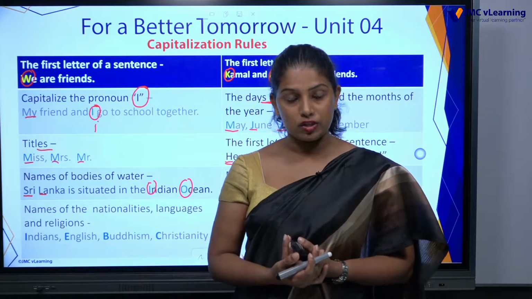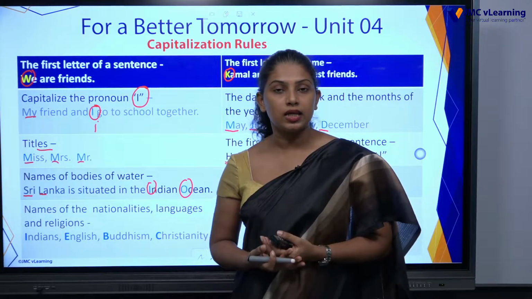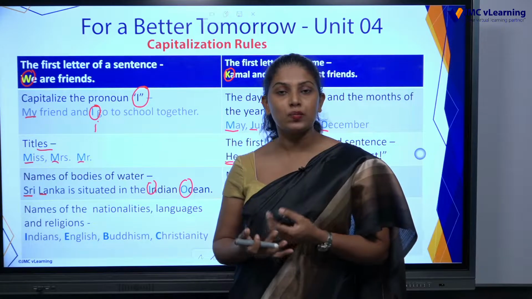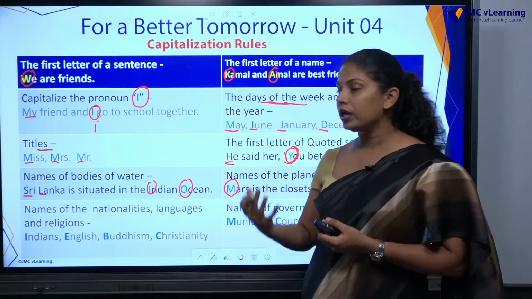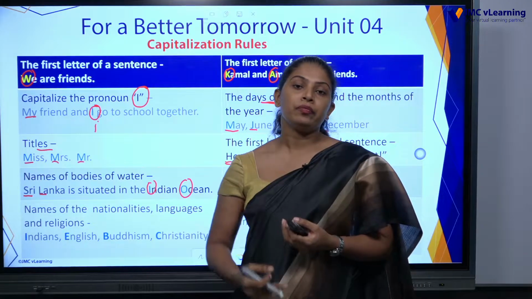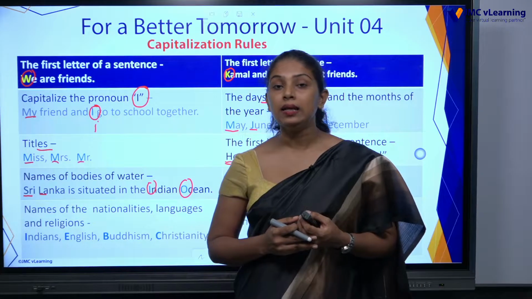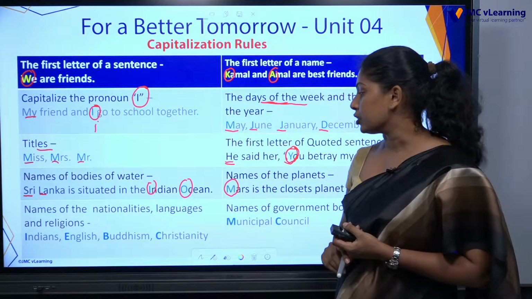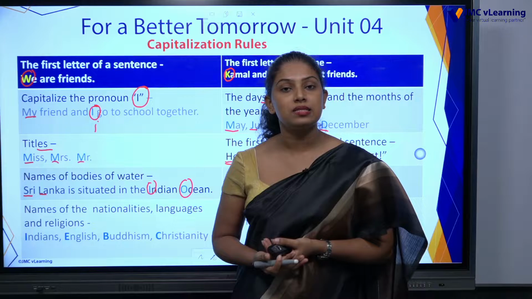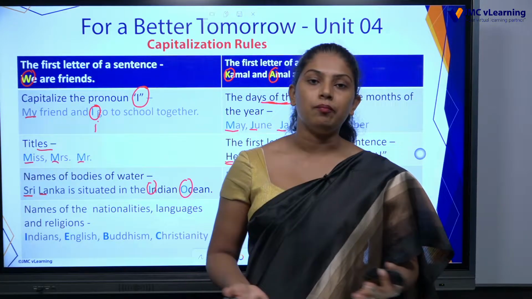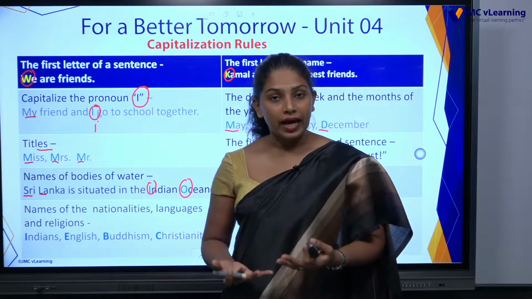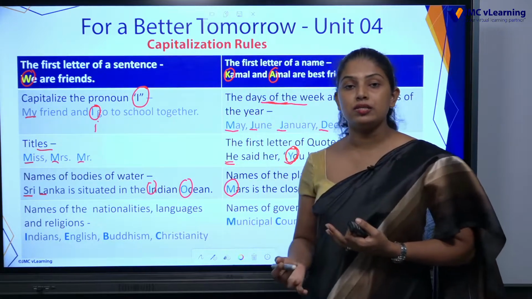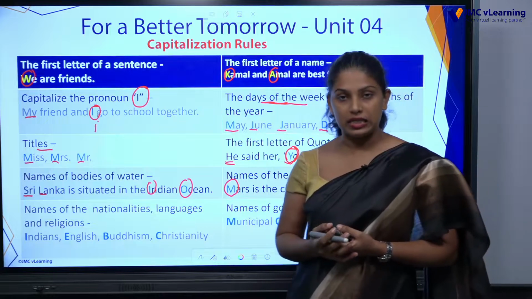There are many languages in the world. English, Sinhala, Tamil, French, Spanish, those are a few languages we can use. So when we are talking about a language of a country, we have to start the first letter in capital. The last one in this part is religions. There are many religions as well: Buddhism, Hinduism, Christianity, Roman Catholic, like that. When we are talking about those religions, the first letter we have to write in capital.